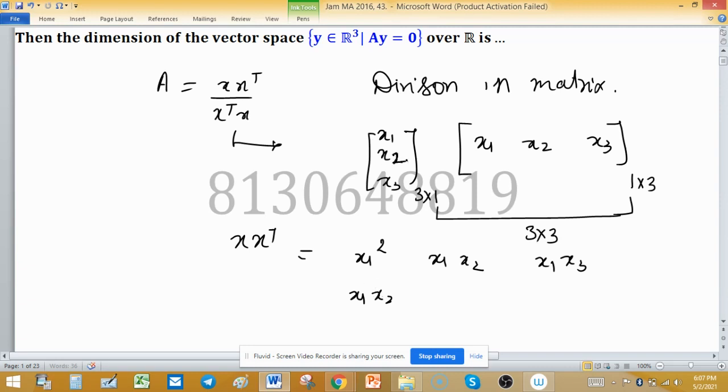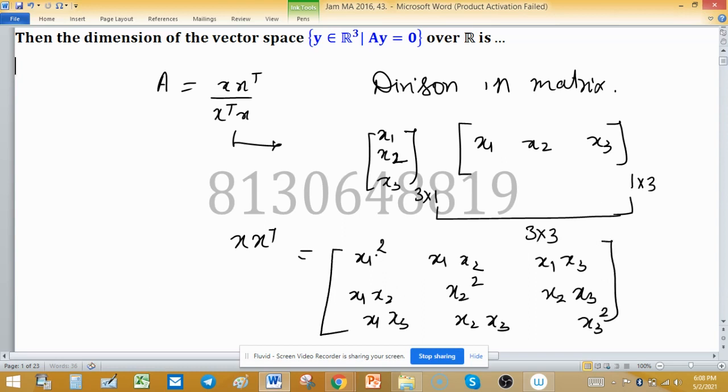Now this is x2, so x2 x1, it is perfect, x1 x2, x2 square, and this will be x2 x3, x1 x3, x2 x3, and x3 square. In the diagonal entries you can check, this is x1 square, x2 square, and x3 square.